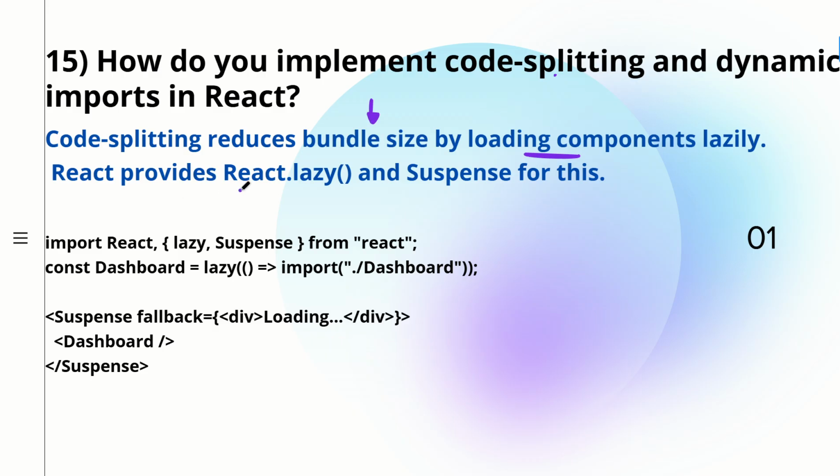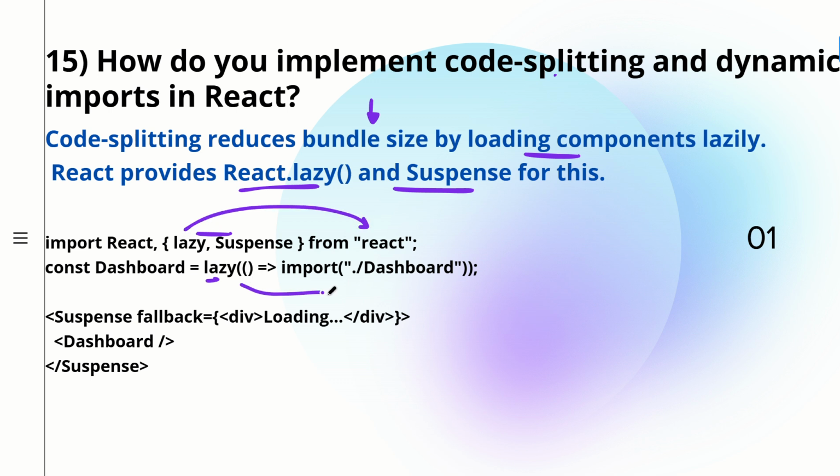And React provides React.lazy and Suspense for this. So if we want to achieve code splitting, we can make use of React.lazy and Suspense. You can see the code example here. We are importing lazy and Suspense from React. Normally we used to directly import our component, right? But now if we want to make use of code splitting or lazy loading, we can write the lazy keyword here. Lazy is what we have imported from React, so we have to write lazy.